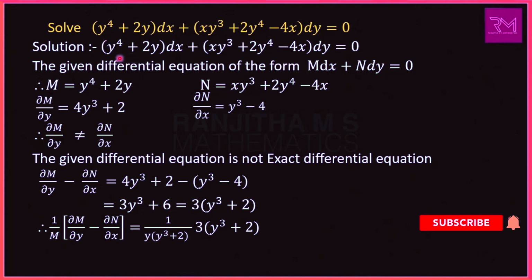Take y as common here. We get y into (y^3 + 2) in the denominator, and the numerator ∂M/∂y - ∂N/∂x is 3 into (y^3 + 2). Hence we can cancel this y^3 + 2, so that the remaining is 3 by y. This is a function which contains only y, so we can take it as g of y.